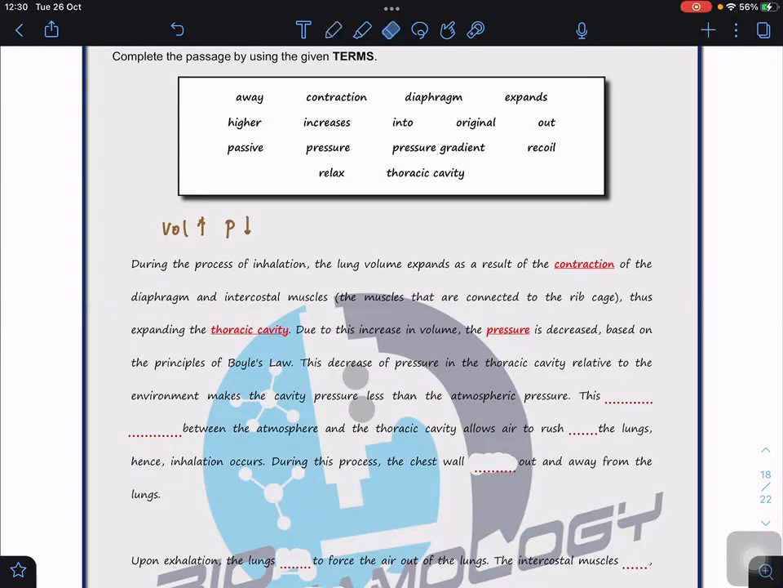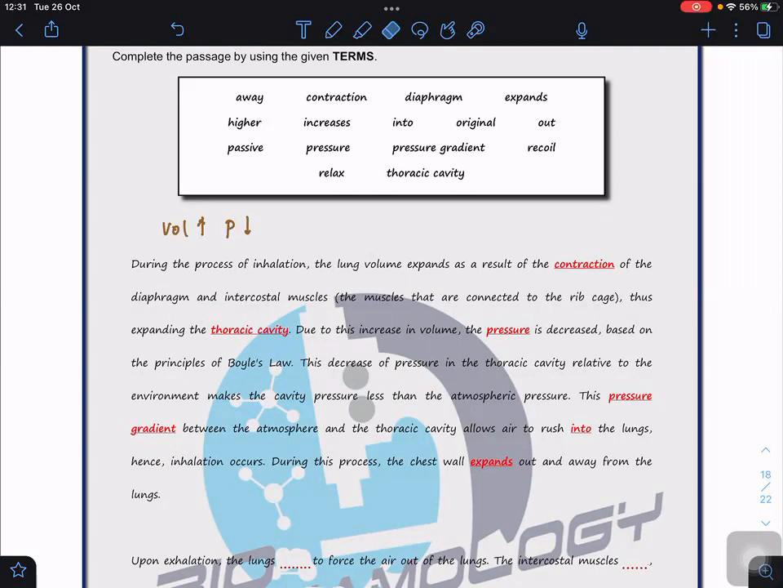Based on the principle of Boyle's law, the decrease of the pressure in the thoracic cavity relative to the environment makes the cavity pressure less than atmospheric pressure. So it creates what we call the pressure gradient between the atmosphere and the thoracic cavity, allowing the air to rush into the lung. This is the inhalation process. During the process, the chest will expand out and away from the lung. Are you clear? Moving upwards and outwards. That's why we need to have the pleural cavity. Without the pleural cavity, the movement of this rib cage is going to damage our lung.